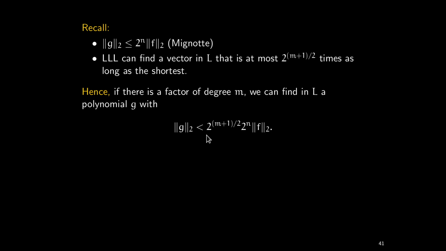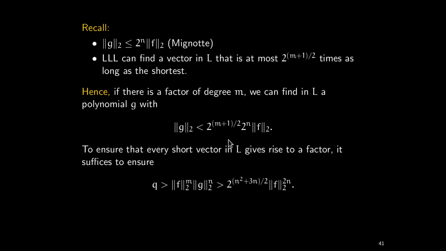So if there is a factor, then there is the corresponding factor, call it m. It will have at most this length. So LLL must find a vector that is at most so long, because we know that the g is a vector in the lattice L.